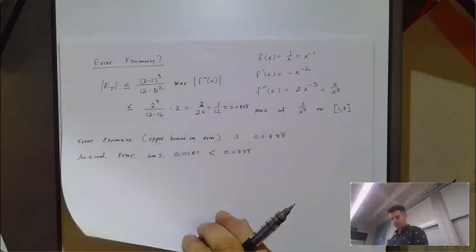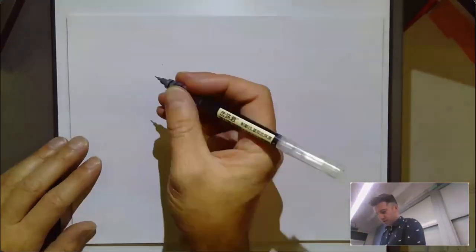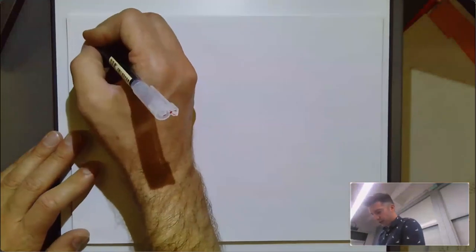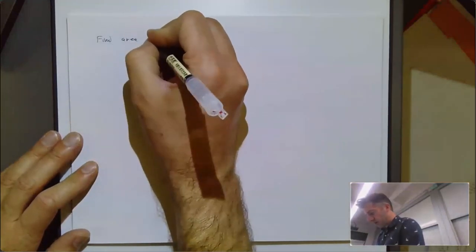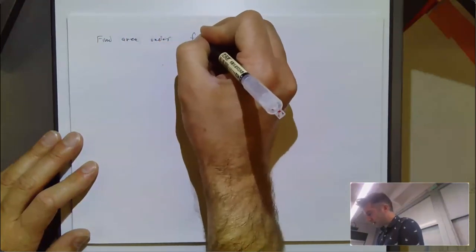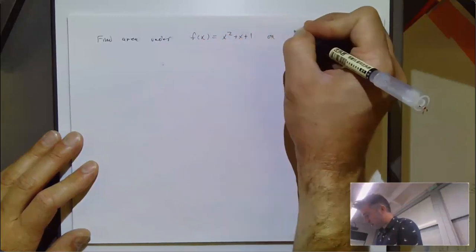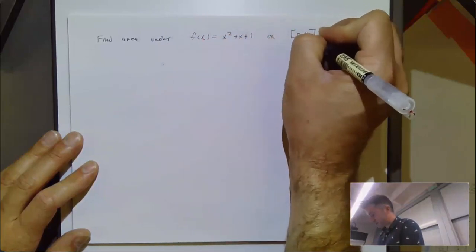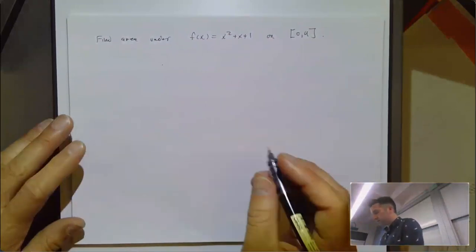So, yeah, let's look at another example. Let's start with this example. We want to find the area under f of x equal to x squared plus x plus 1 on the interval from 0 to 4. In fact, I'm going to let you all do this one. Good practice.